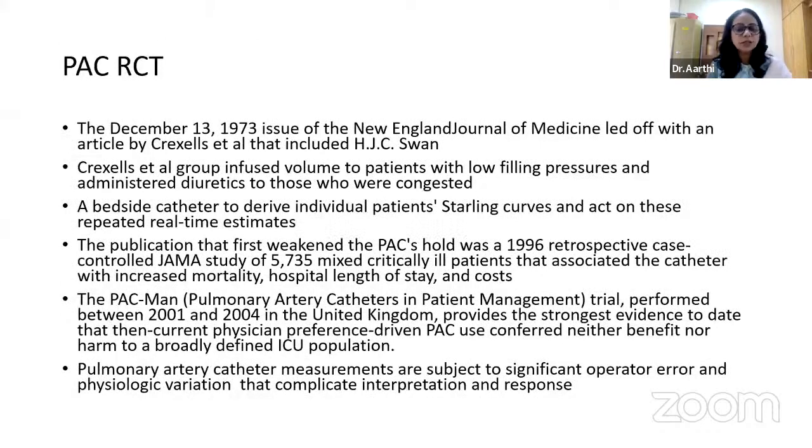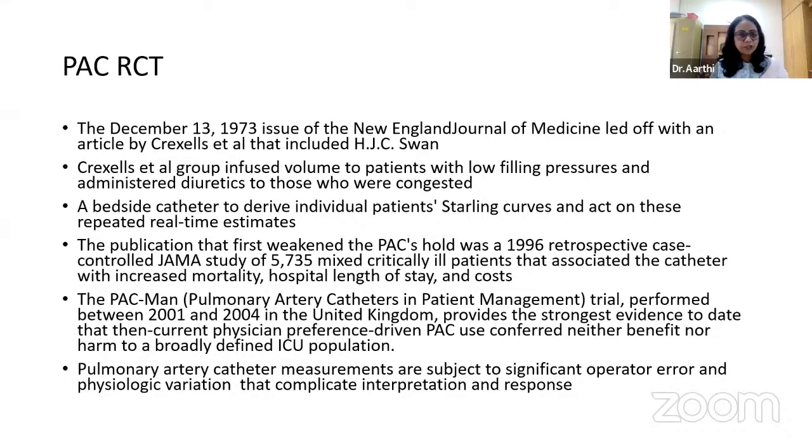So coming to certain insights about studies based on the PACs. Initially, the first study was done in 1973, published by Krexel, where they infused volumes to patients with low filling pressures and administered diuretics to those patients whose pulmonary artery wedge pressures were on the higher side. So they were able to reproduce the Frank-Starling curve and act upon these repeated real-time estimates, and the pulmonary artery catheters came into clinical practice, where anesthetists and critical care physicians were using more and more PACs.